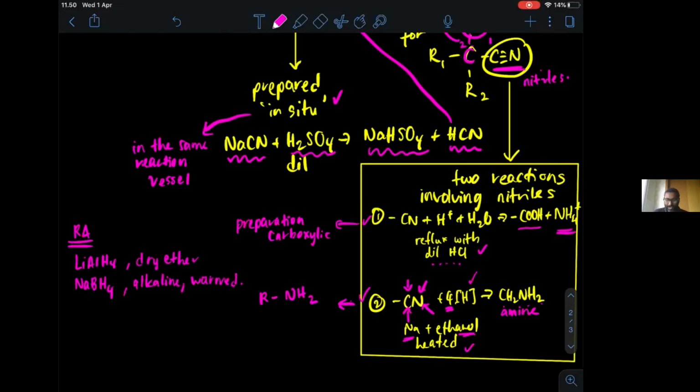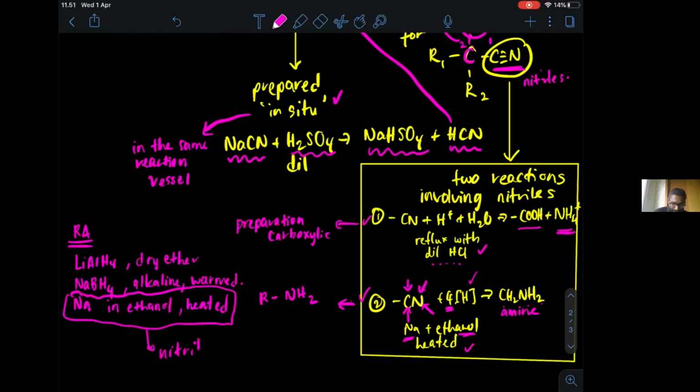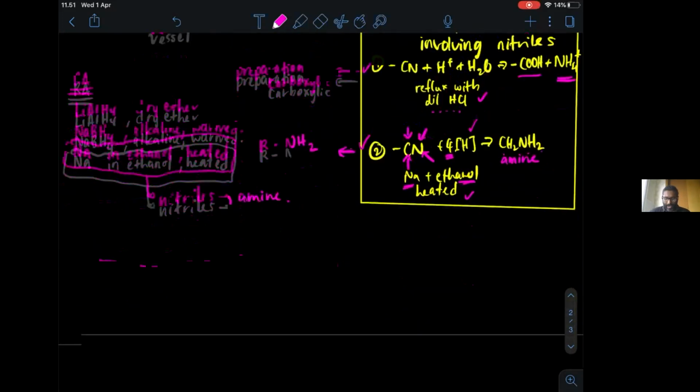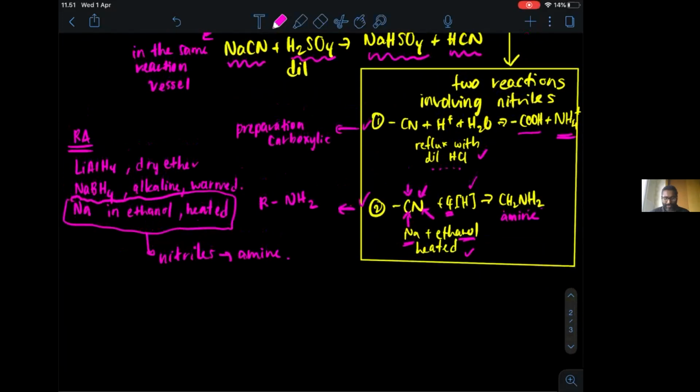But we also have another reducing reagent, which is going to be sodium in ethanol, and it must be heated. But we only use this sodium in ethanol, heated, to convert nitriles to become amine. Is that clear? Yes. Now, I will actually show you the reaction.